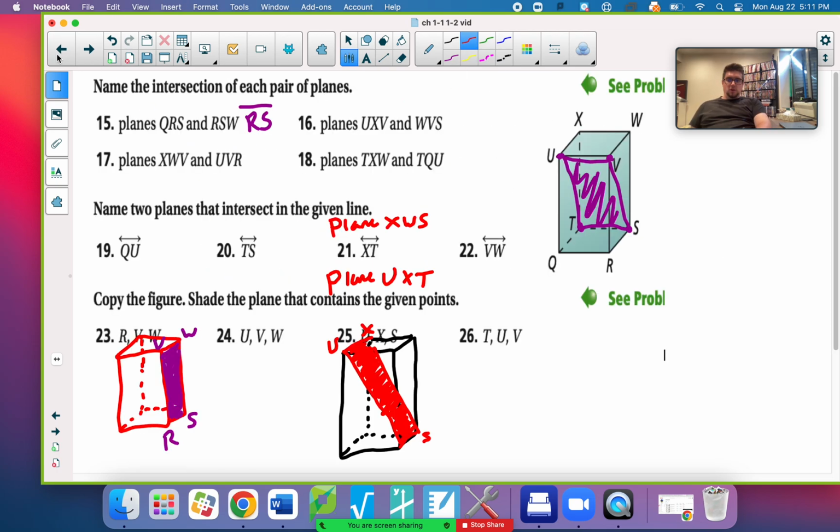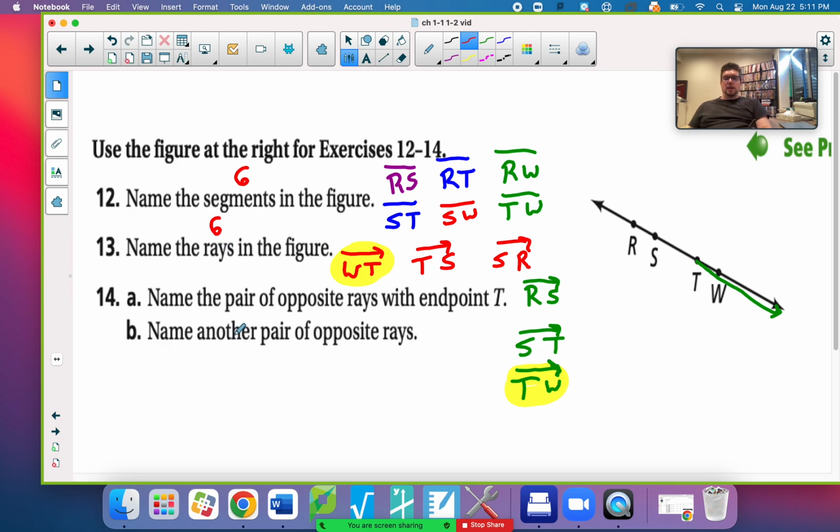So if we look at our homework problems, we're naming the intersection. So where is the intersection? Name the rays. Pair of opposite rays. Just make sure we're answering our questions fully.